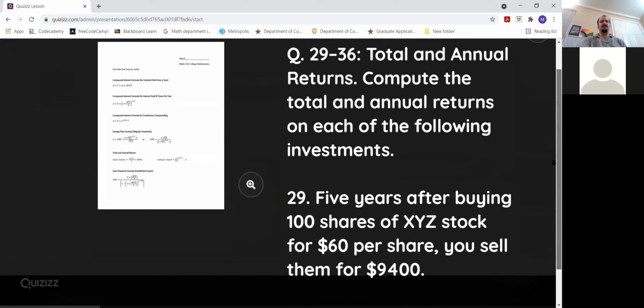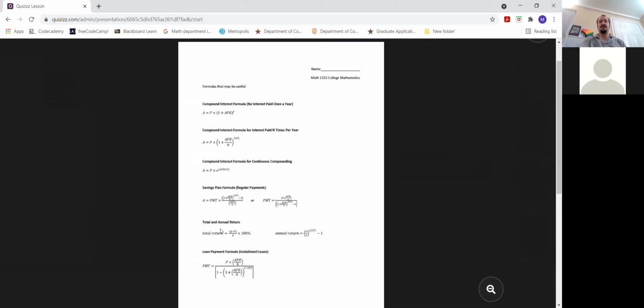Oh, this is the total and annual returns. So going back to this, if we look at total returns, I think that's the first thing I ask you, but total returns are just your relative returns. It's the accumulated minus the principal over the principal. That's basically the new minus old over old. It's what you started with, right? Is the old.